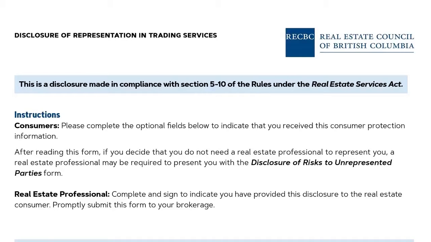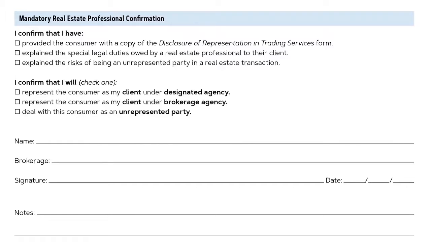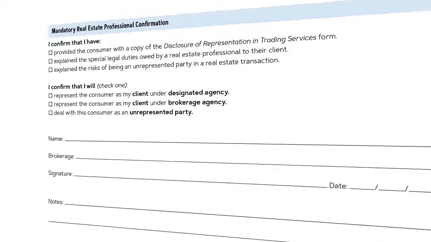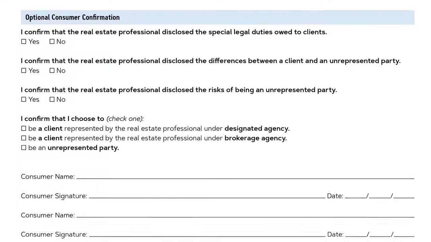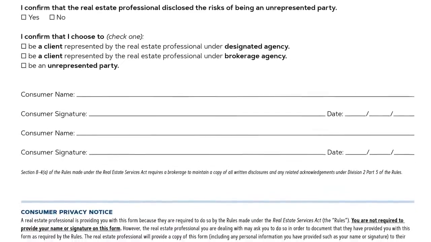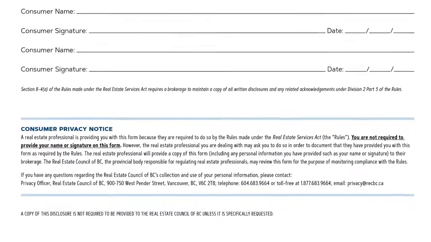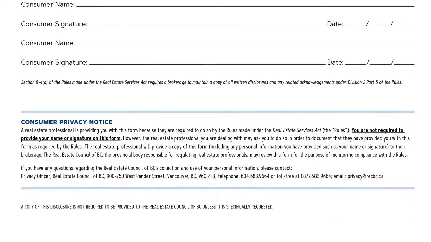The purpose of the last 2 pages of the Disclosure of Representation in Trading Services form is to document that the disclosure has been made to you, the consumer, and it includes a mandatory checklist and name signature field that the licensee will complete. It also includes an optional checklist and name signature field that may be completed by the consumer. Our brokerage requires that anytime we're providing trading services, the form must be completed by the consumer.